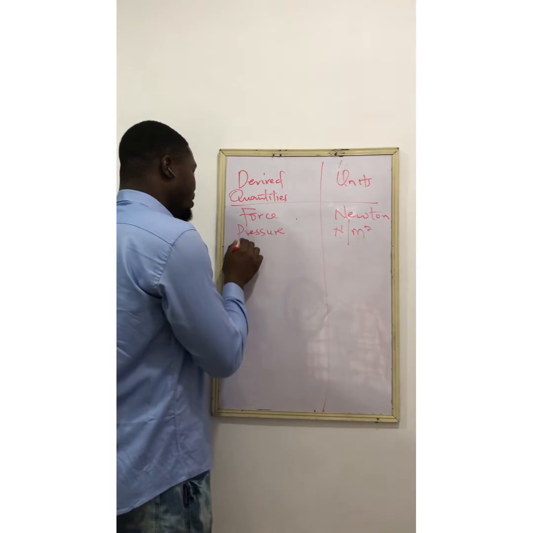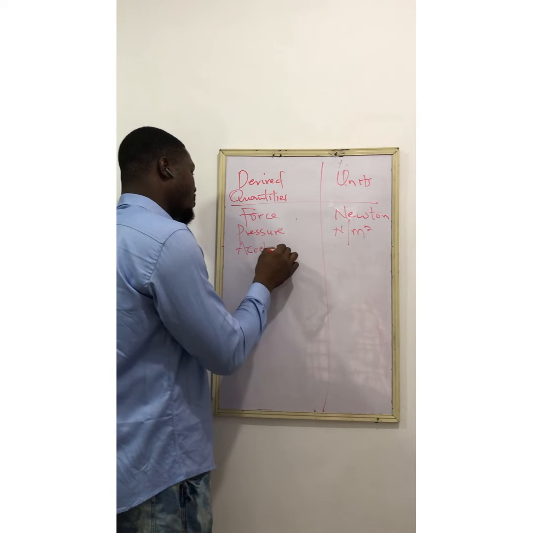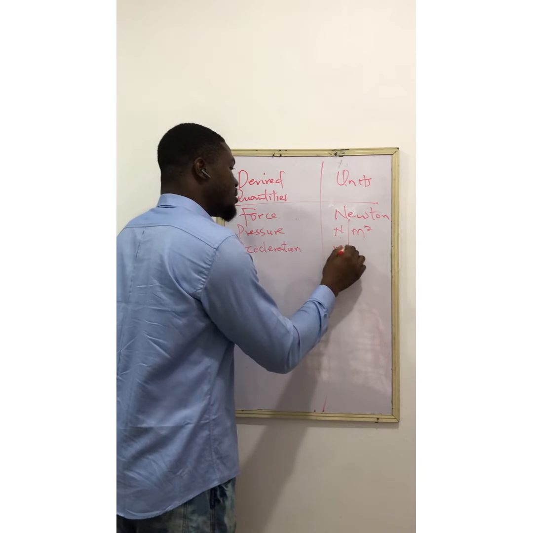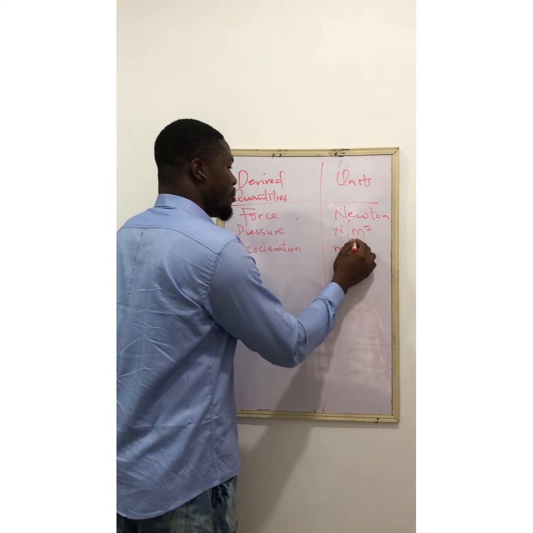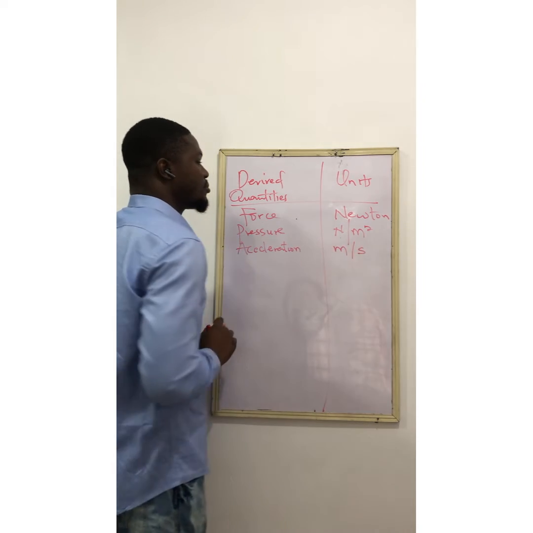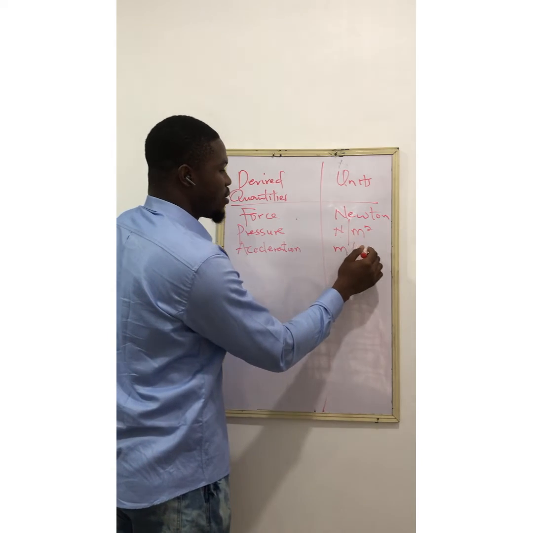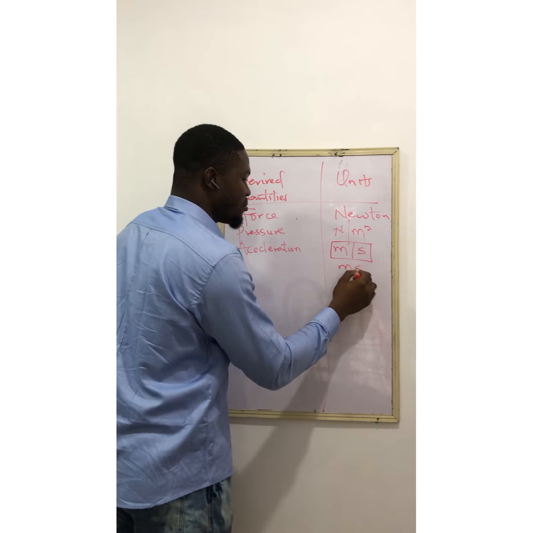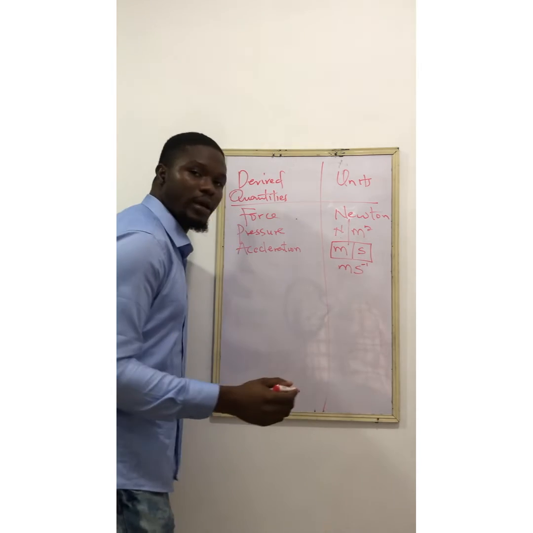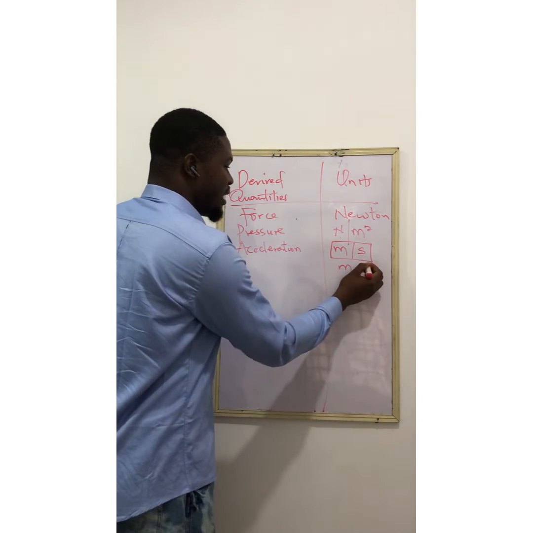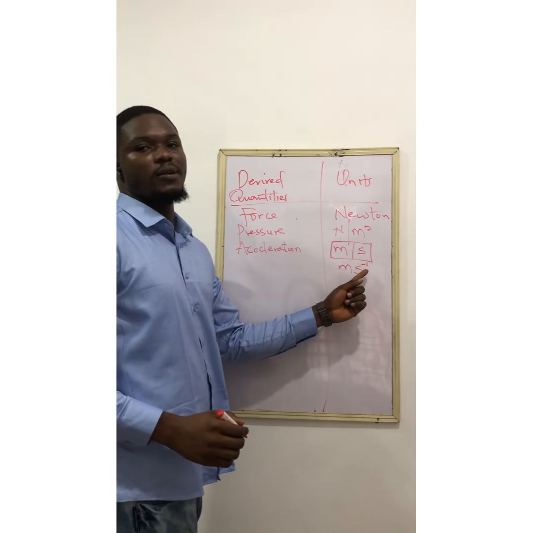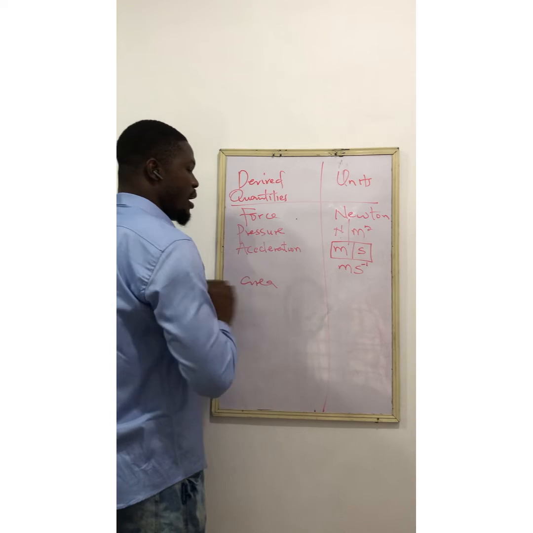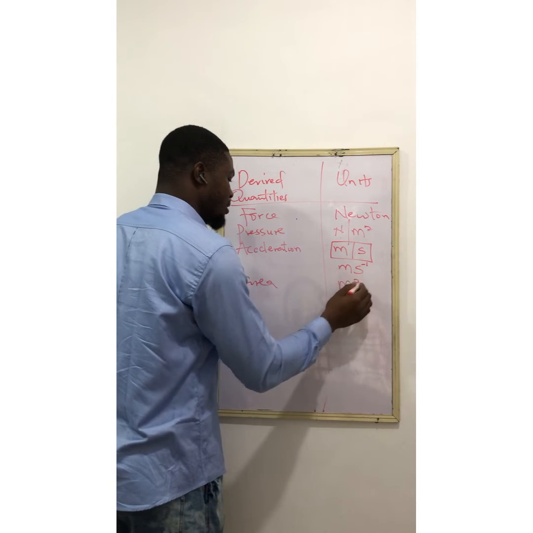Also, we have acceleration. The unit for acceleration is meters per second squared. You can write it like this, or you can write it with a negative exponent, which also means meters per second. The next one is area, and that is meters squared.